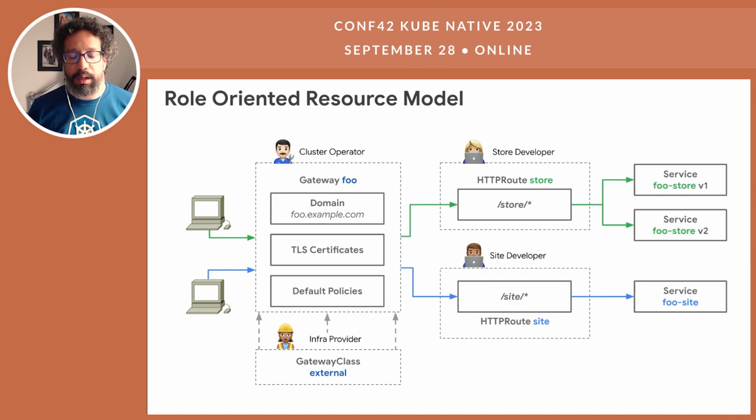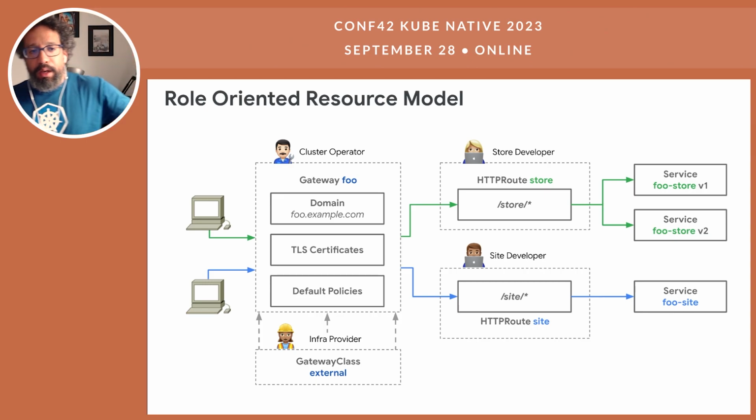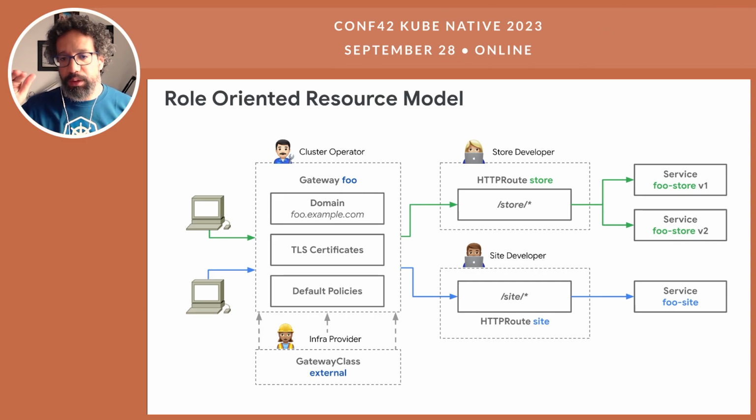This is just an example where you would have the gateway object called foo, which is using a gateway class provided by the cloud provider or by the infrastructure provider. In that foo gateway object, which deploys the load balancer, you can decide what the domain is, you can have TLS certificates, you can have policies, etc. And then you can allow the store developer and the site developer, these are two different namespaces, two different apps, to use HTTP route to route how traffic gets from the load balancer to their backend.